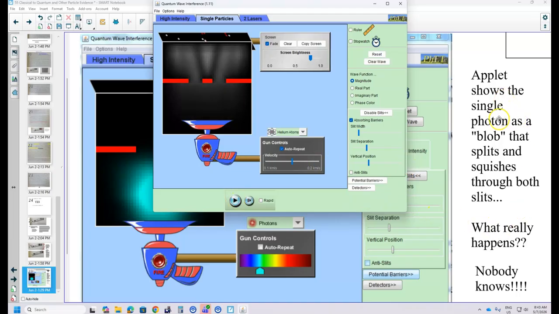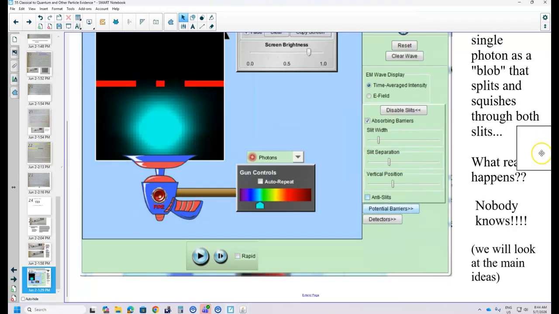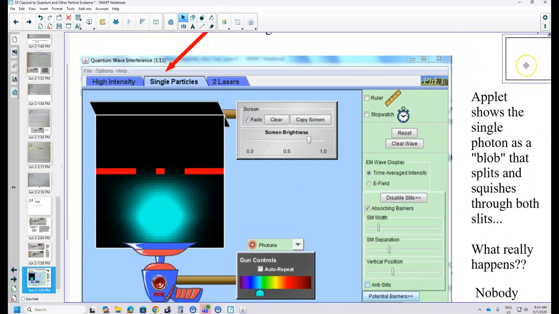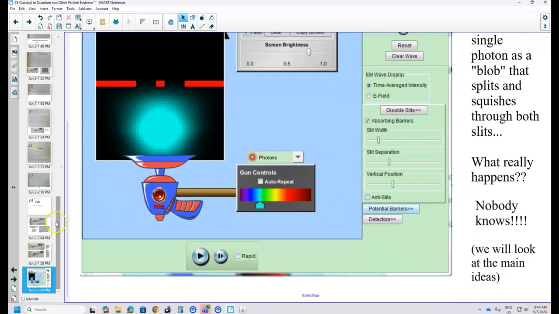So the applet shows the photon or the particle as some kind of weird, mysterious blob that splits and somehow goes through both slits. And then it's like, well, what really happens? The answer is nobody knows, right? We'll look at the main ideas about this soon, but the reality is no one really knows exactly how or why that works. But I'm going to show you lots of stuff to do with it soon.